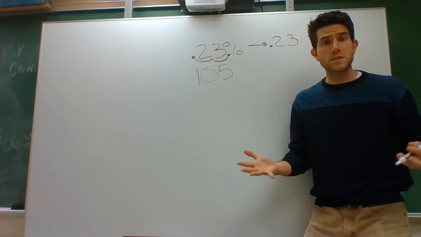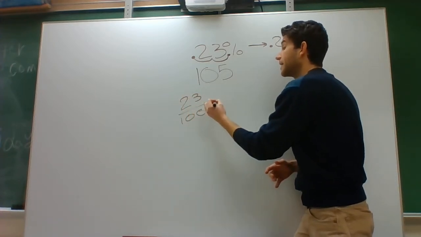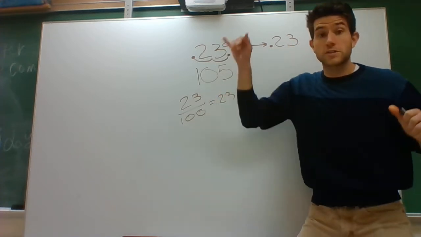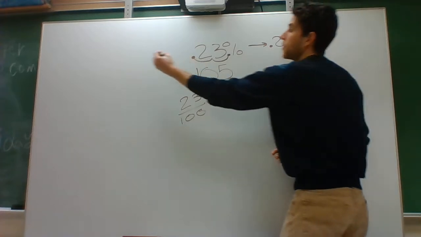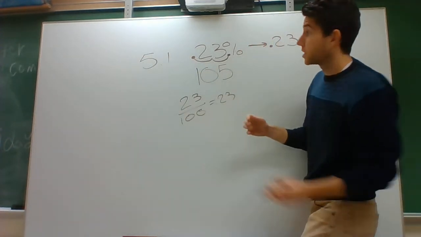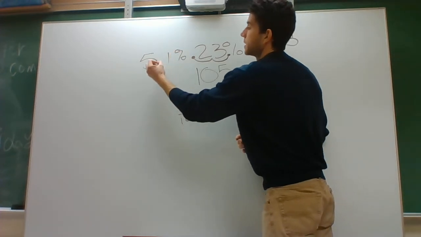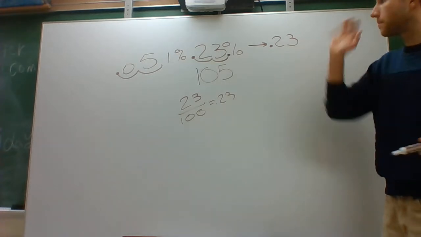You might be saying, well, Mr. Jordan, is that the same as saying 23 divided by 100? It is. So that's really what we're doing. By moving it 2 spots, we're dividing by 100, which is kind of cool. Works the same. I'll give you a random number. So 5.1%. To change it to a decimal, 1, 2, fill in the hole. So we have 0.051. That's for another day.